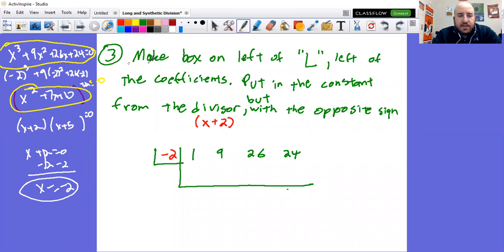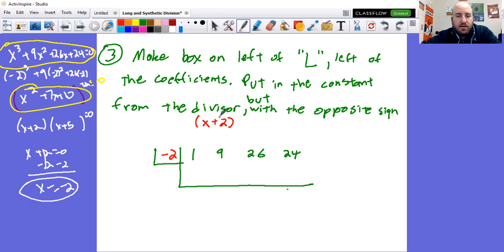So first thing is, again, we're just writing what's in green and the little bit of red here. I'm going to use this to explain some stuff in a second, but you don't need to write it. But you need to listen to the explanation so you know why we're doing something specifically. We're going to make the box on the left of the L, left of the coefficients, so the left side of the L up here, we're going to make this little box, okay?